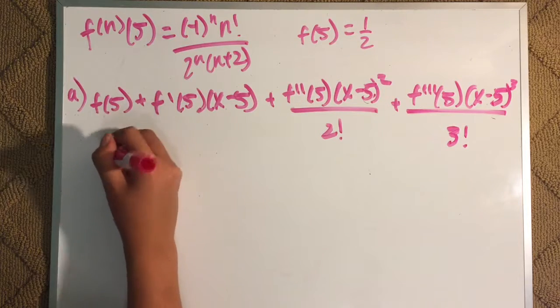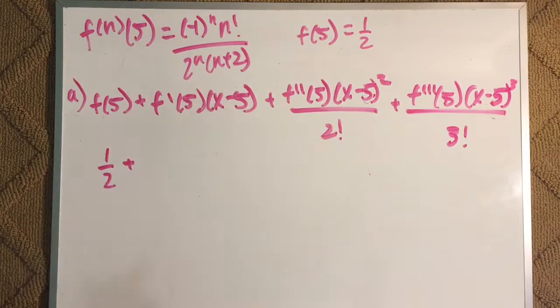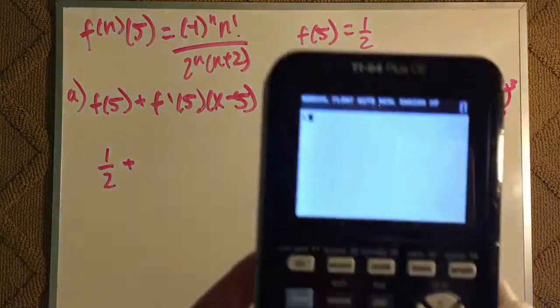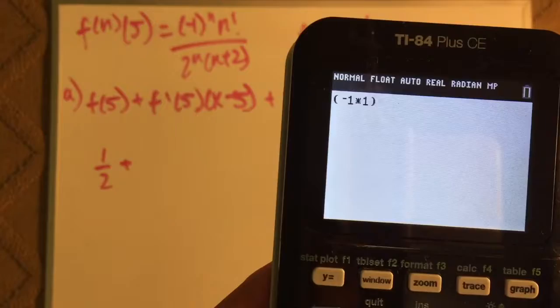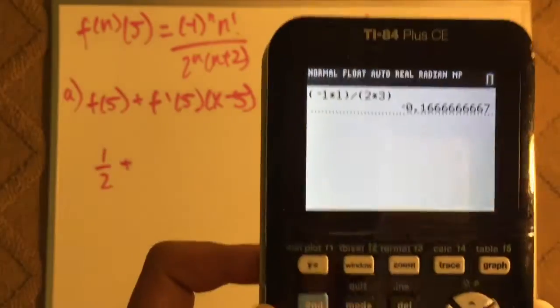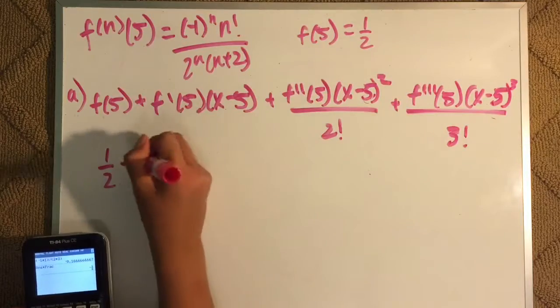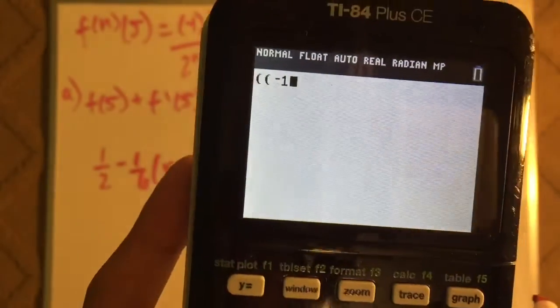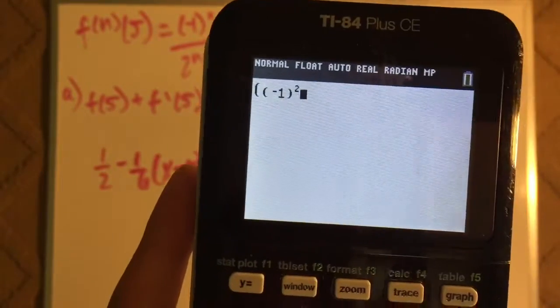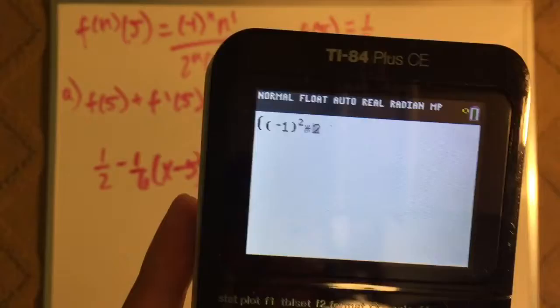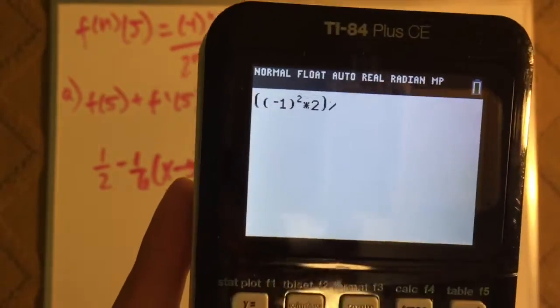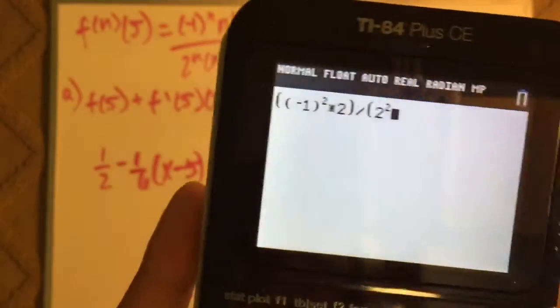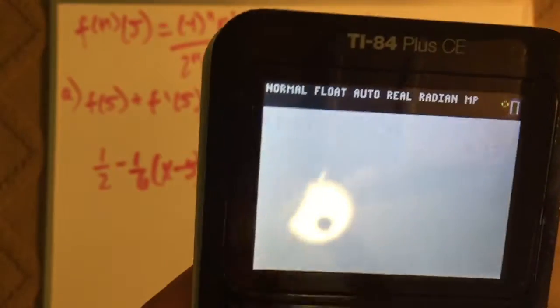So our first term, which is given, is 1/2. Then to find f prime of 5, we plug in 1, because that's the first degree, into f^(n)(5), and we should get negative 1 over 6, and then we keep the x minus 5 the same. To find f double prime of 5, we plug in 2, the second degree, and we should come out with a positive number, so that would give us positive 1 over 8.